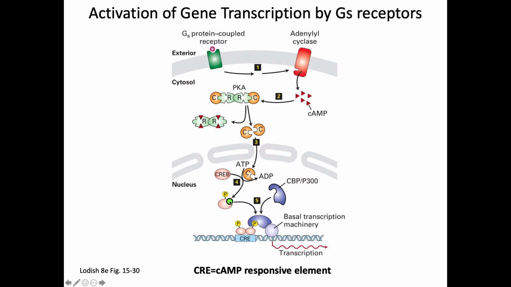Upon phosphorylation, you can see that it will bind to an element which is the CRE element, the cyclic AMP response element, and this is usually found either on the enhancers or on the promoters of many different kinds of genes. So the cyclic AMP response element will bind to this CREB protein, and that will recruit another protein complex known as CBP or P300. And that will recruit the basal transcription machinery, and it will lead to a lot of transcription of downstream genes.